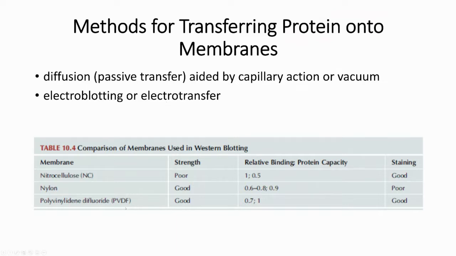Normally for the Western blot, we use the nylon membrane, which is good, and the PVDF. These two are good, but the PVDF gives you a better staining. So these are the methods for Western blot.